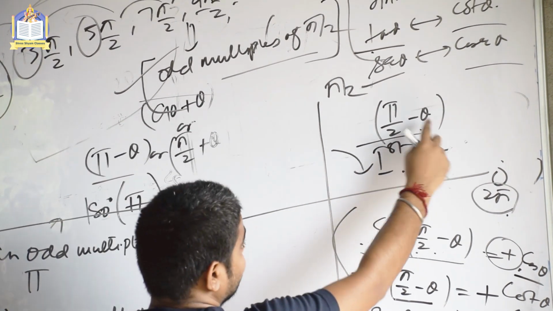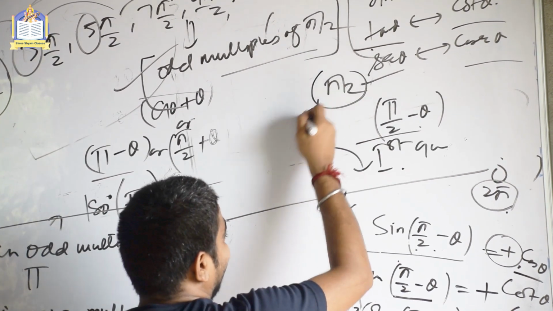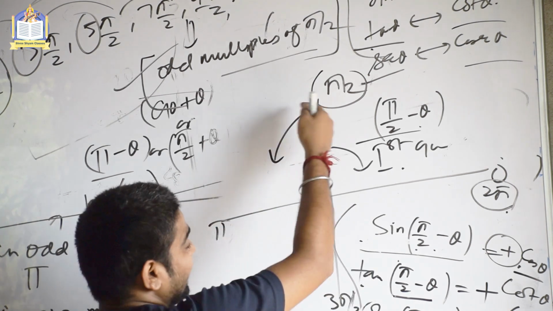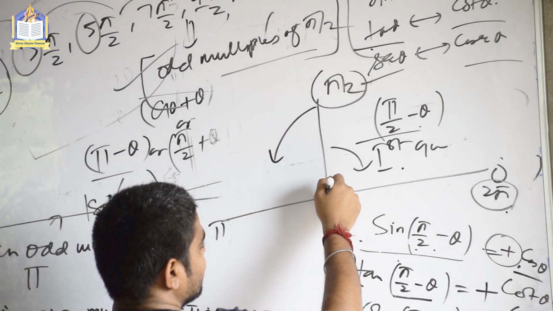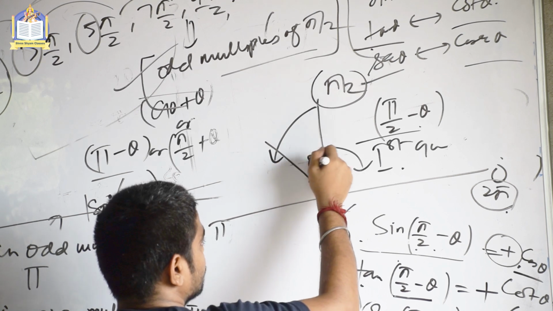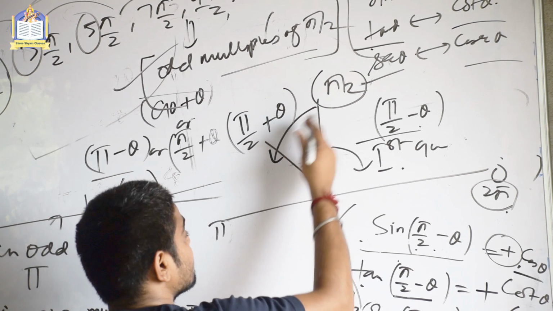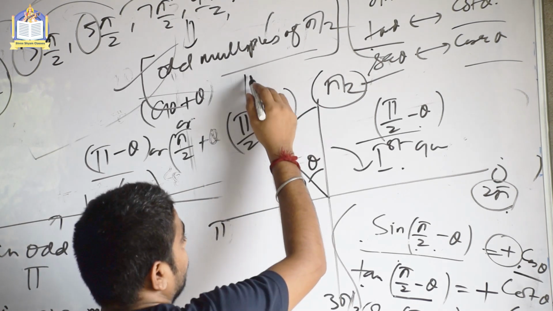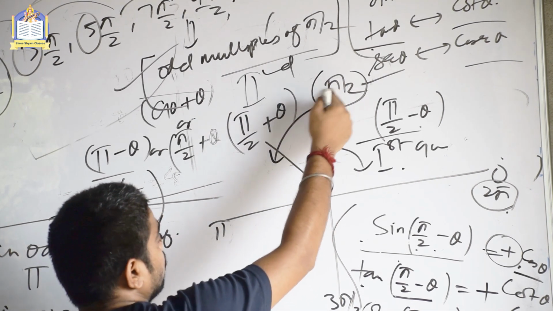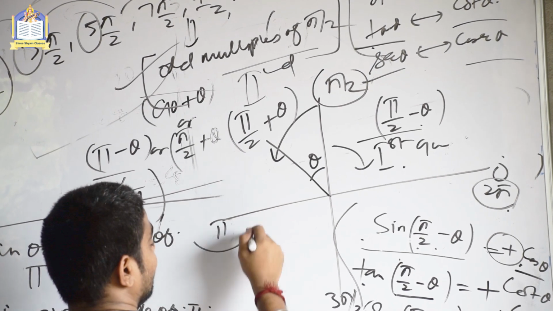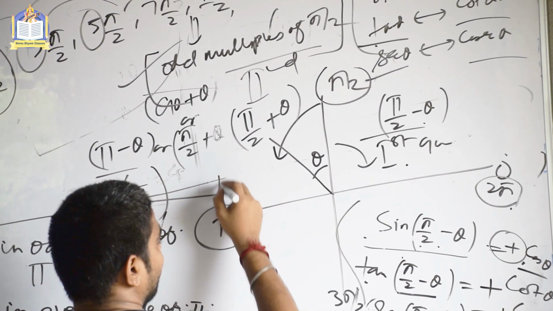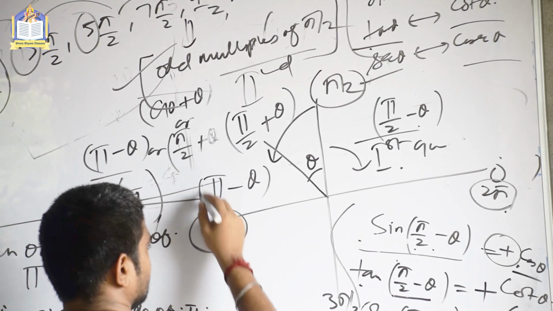This is pi by 2 minus theta. You can see, this is pi by 2, and this is anti-clockwise, right? Let this angle theta get added, so this is pi by 2 plus theta. This area is the second quadrant. In the second quadrant the angle is more than 90 degrees but less than 180 degrees, so pi by 2 plus theta or pi minus theta. Okay, so let's talk about this.